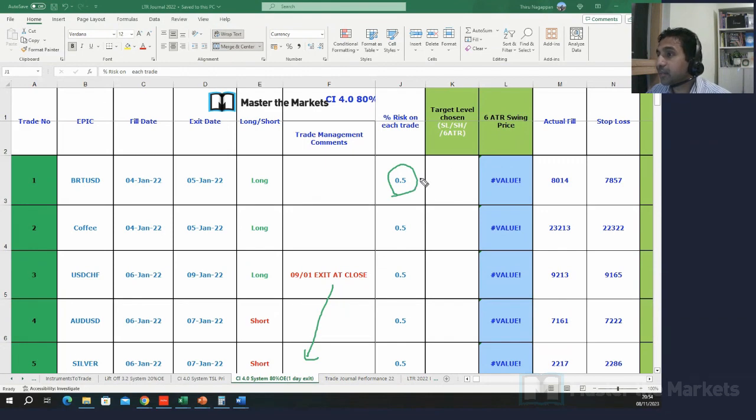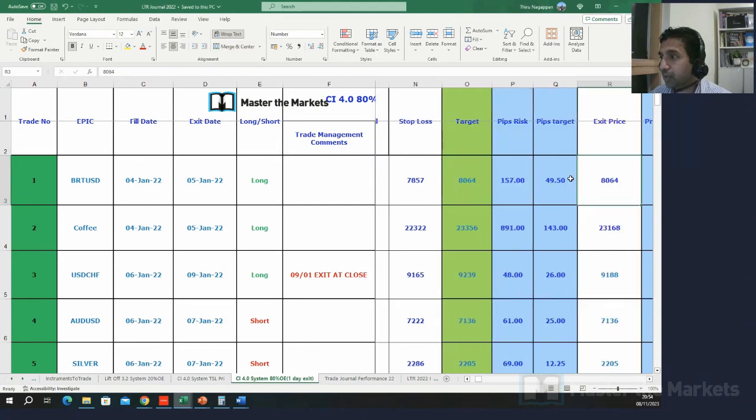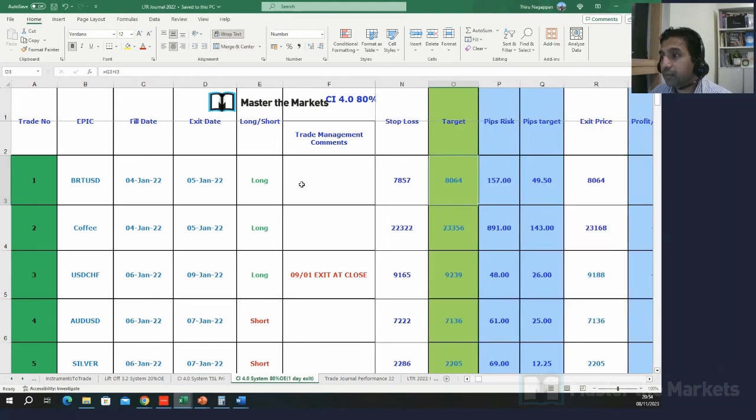And you don't need these two columns here. Then you need your entry, your actual fill, where did you actually get entered, and your stop loss that you put, which is your initial stop loss, right? And then after that, you need to put your target price if you're putting it right from the beginning. All right. After that, these two columns here can be automatically calculated by putting the formulas in here in terms of your trade risk and your target. Final thing, where did you finally exit?